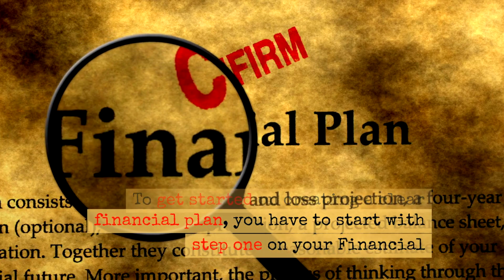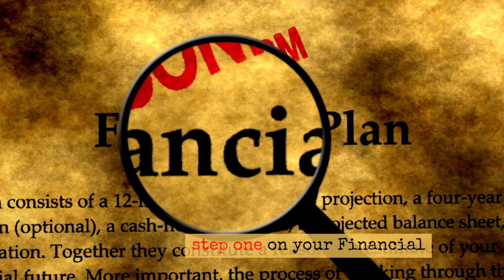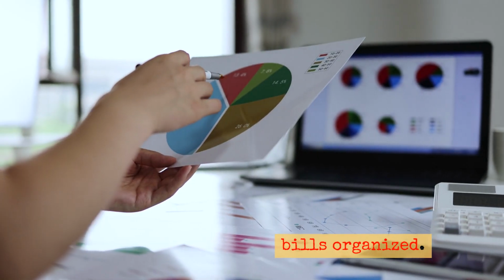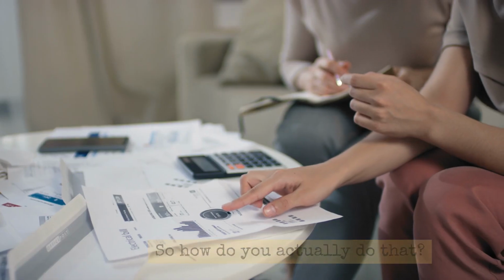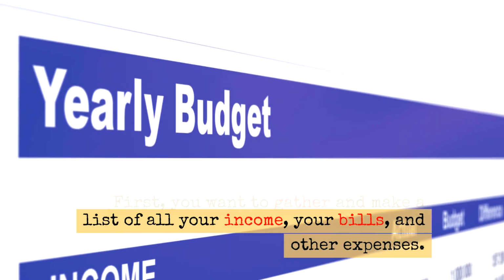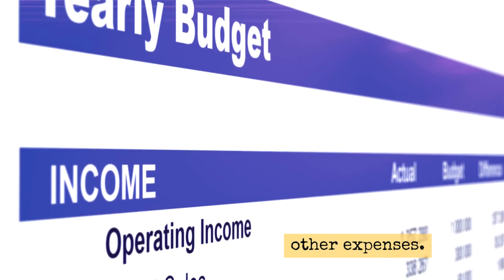To get started on creating a clear financial plan, you have to start with step 1 on your financial priority list and get your income and bills organized. So how do you actually do that? First, you want to gather and make a list of all your income, your bills, and other expenses.